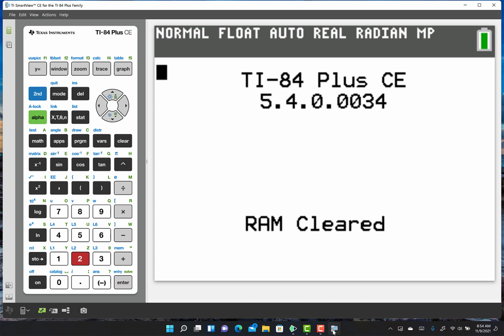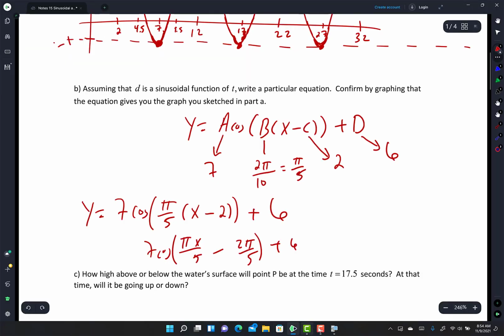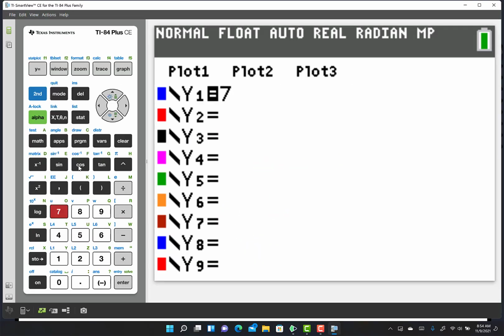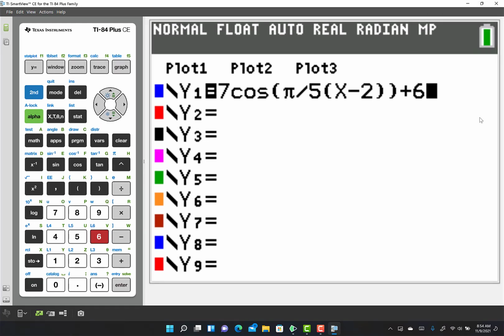All right, here we go, guys. Go to y equals. If you have an Inspire, you're going to have to open up a menu and then add a graphing page. And type in the equation that we just had. 7 cosine, pi over 5, open parenthesis, x minus 2, close, close, and then plus 6. There it is. So does yours look like that? I don't see any mistakes, guys.